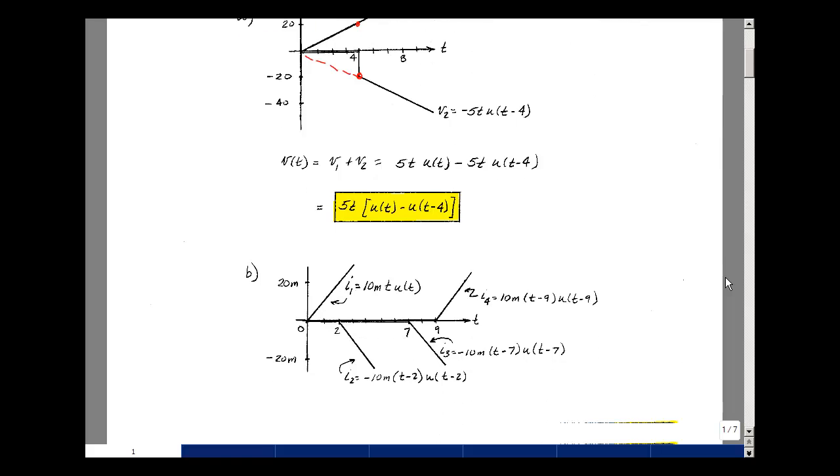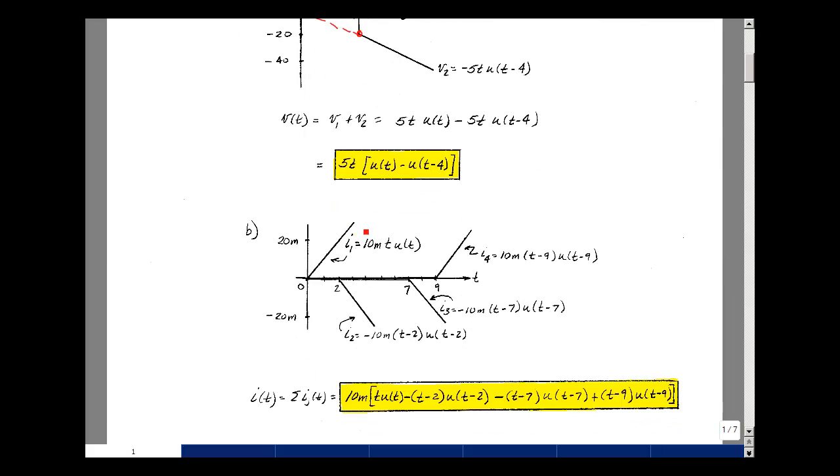For our next wave shape, we have a value that comes up, levels out, and comes back down again. So again, we've got a ramp. We're going to go to 20 milliamps in 2 seconds. So the slope would be rise over run: 20 milli divided by 2, or 10 milli. So I'll do again a ramp times u of t. It's 0 for t less than 0, and then increases with a slope of 10 milli times t.